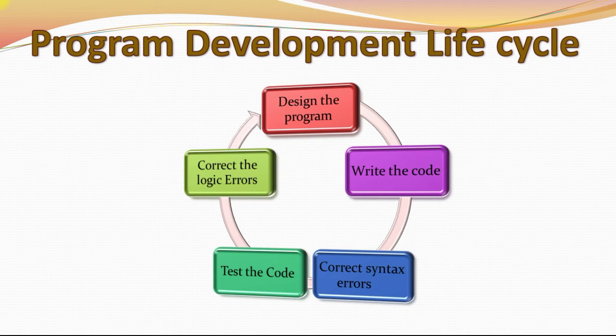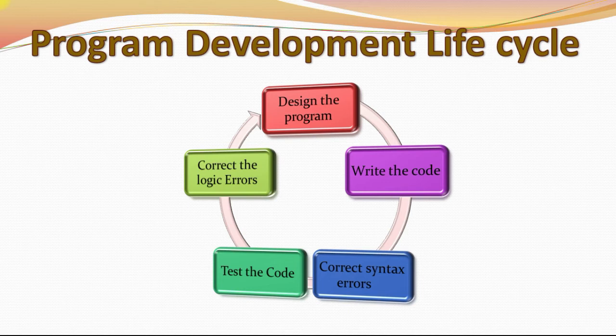Suppose you had been given the values 6 and 8. Instead of multiplication, if you had given the addition symbol, 6 plus 8, the output is 14. But our expectation is 48, since 6 into 8 is 48. So the program runs even when there are logical errors. Still, logical errors have to be corrected so that the desired output is achieved by the programmer.